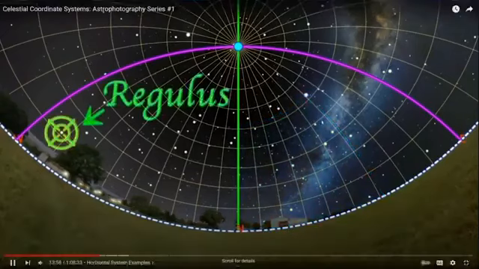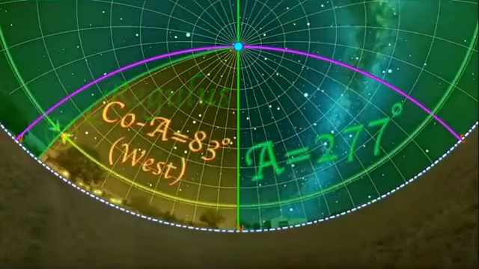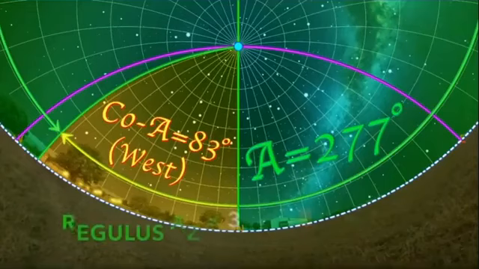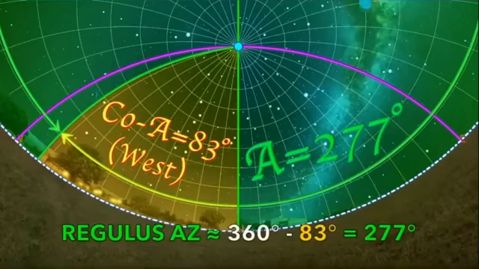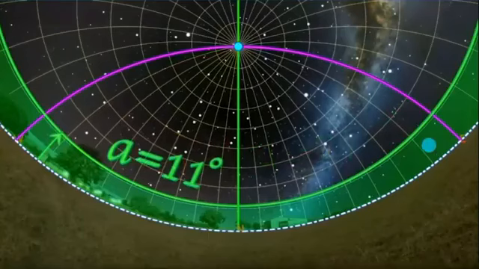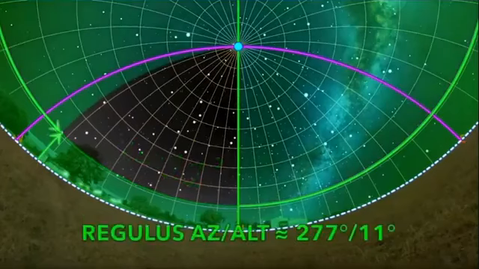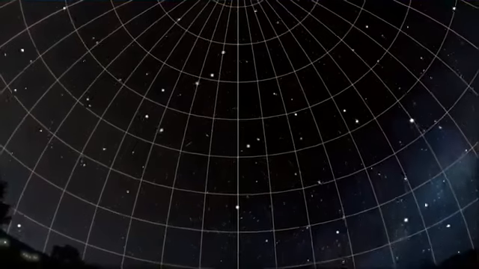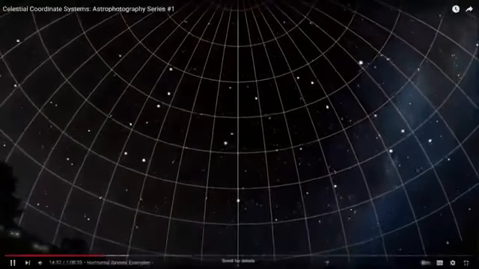If you want Regulus, right, it'll be west. Since azimuth is measured eastwards from north, we can subtract its westward angle from 360 to determine its current azimuth, right? Since it's 83 degrees, we would subtract that from 360. We would get an azimuth measurement, 277 degrees. Right, super easy. Now we got to use the altitude grid to find altitude, which is angle off the horizon, and it measures 11 degrees. So that's how your local coordinate system works.